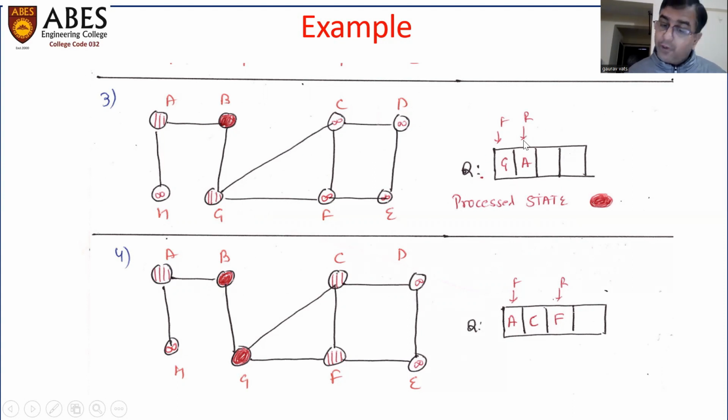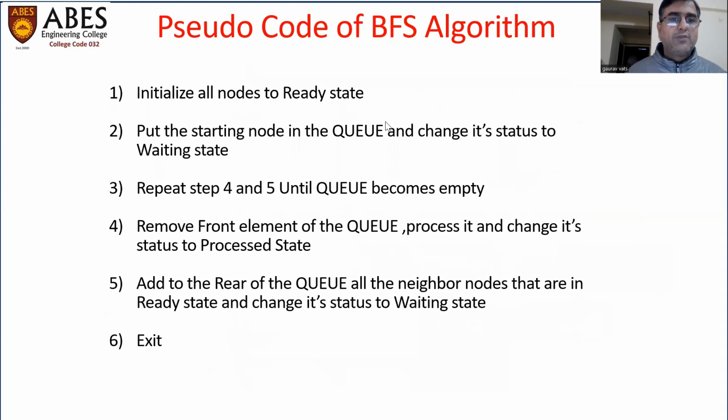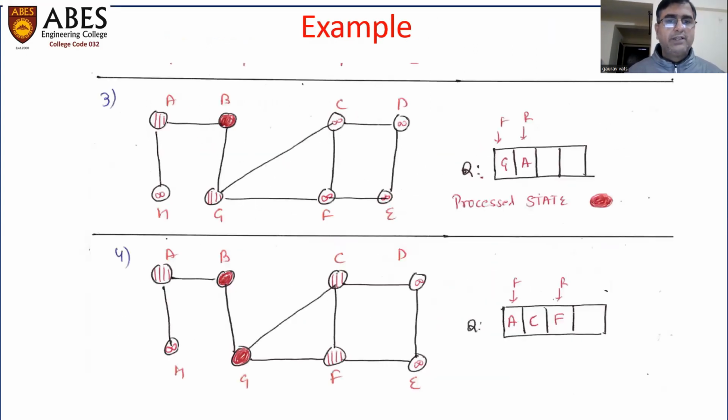Our queue is not empty. As the algorithm is saying, repeat step 4 and 5 until the queue becomes empty. So we have to follow both these steps. Step 4 is saying remove the front element, and step 5 is saying add the neighbor nodes to the rear of the queue. So we have to follow steps 4 and 5 again and again until the queue becomes empty.